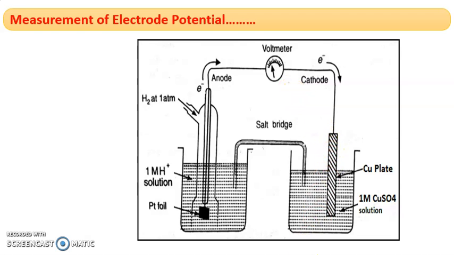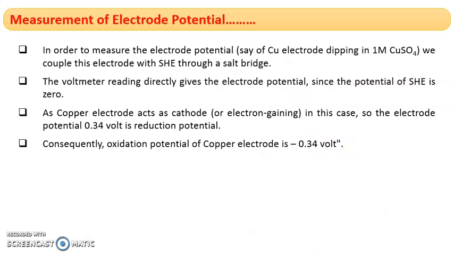So 0.34 volts, which is given by the voltmeter, is the reduction potential of the copper electrode. And if you want to find out the oxidation potential, we have to change the sign. So the oxidation potential of a copper electrode is minus 0.34 volts.